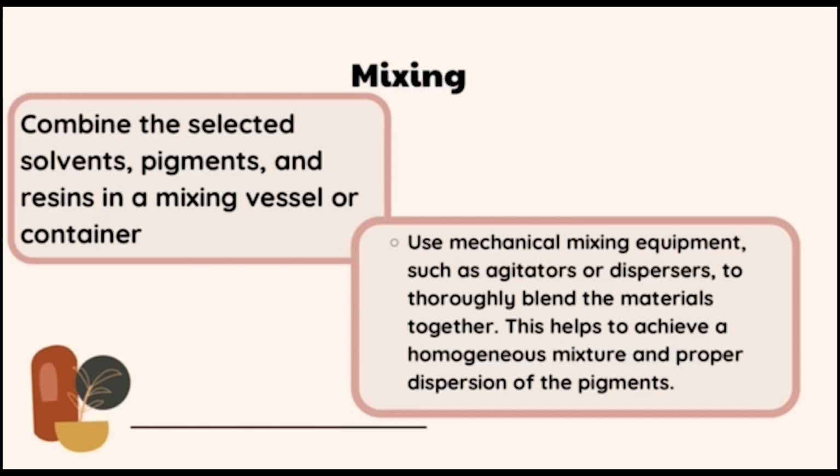In the mixing part, we have to combine the selected solvents, pigments, and resins in a mixing vessel or container. So we have to use mechanical mixing equipment such as agitators or dispersers to thoroughly blend the materials together. This helps to achieve a homogeneous mixture and proper dispersion of the pigments.